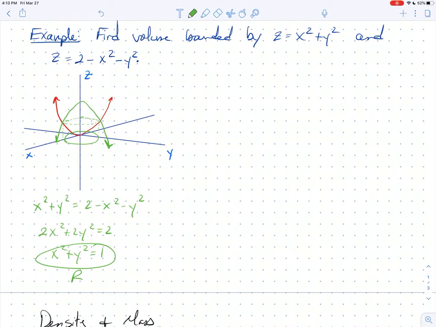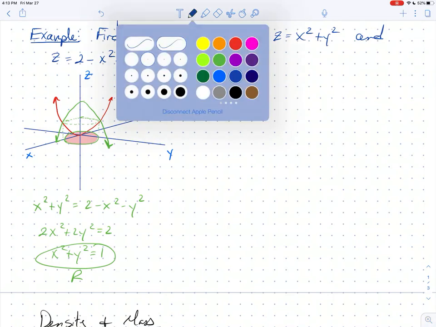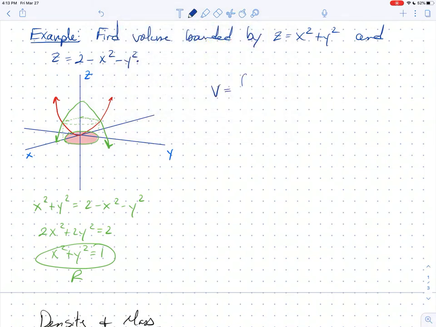That means the region in the xy plane is just the unit circle. That's the region that the intersection of these two surfaces forms, and the solid between them lies above that region. So now we're ready to find the volume. The volume is the double integral over R of the top surface, which is clearly the paraboloid opening down, 2 minus x squared minus y squared, minus the bottom surface, x squared plus y squared, dA.